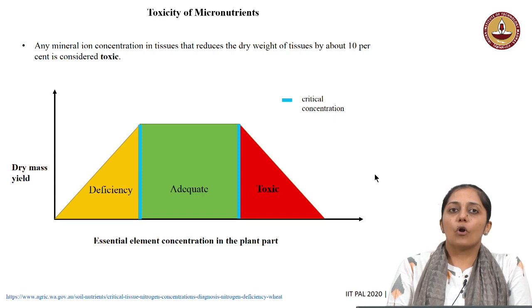So, if you can see the plot of dry mass yield versus essential element concentration in the plant part, the red region is the toxic region, where if the concentration goes beyond the critical concentration, which is shown by a blue line after the adequate range, then any excess concentration detrimentally affects the growth of the plant and the plant growth is retarded.